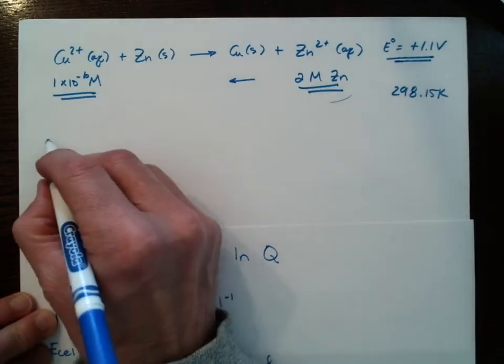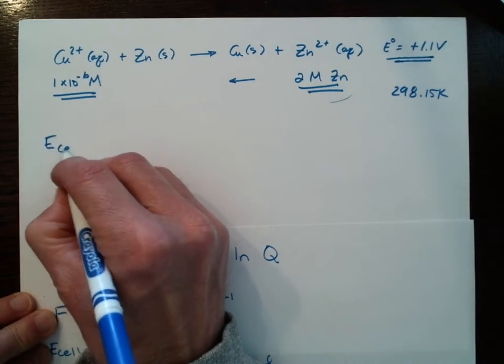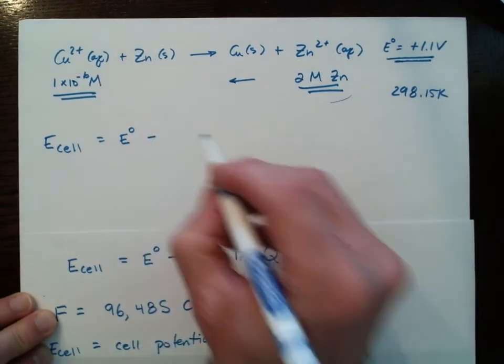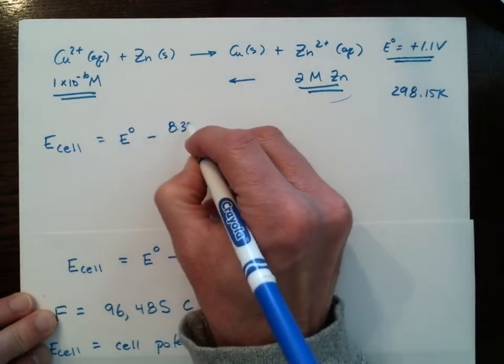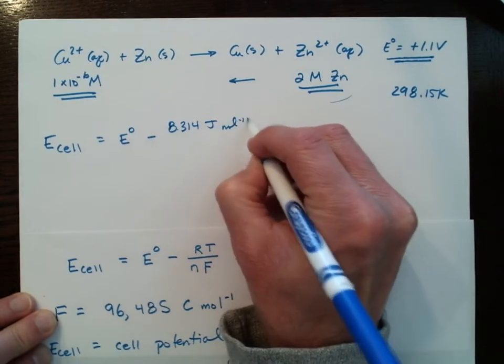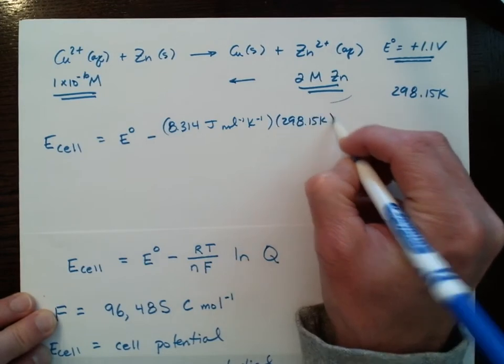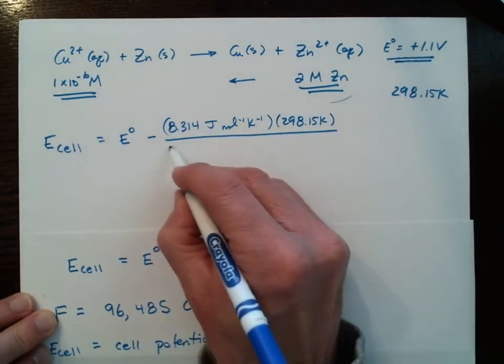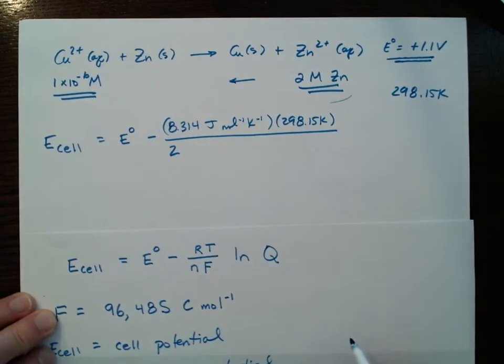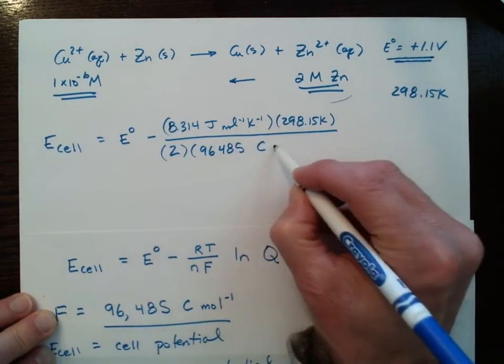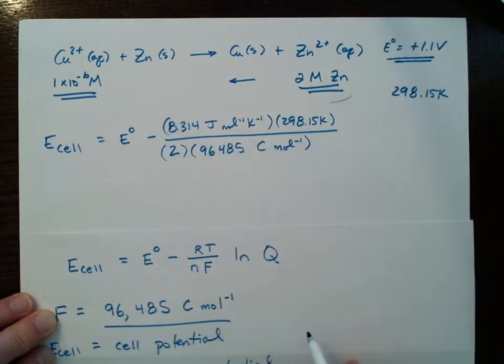So let's see. I'm going to write down my equation. The cell potential, that's going to be the standard cell potential minus 8.314 joules per mole per Kelvin times 298.15 Kelvin. I'm going to divide that by 2 moles of electrons, right? Yep. And I'm also going to divide that by Faraday's constant, which is 96,485 coulombs per mole of electrons transferred.